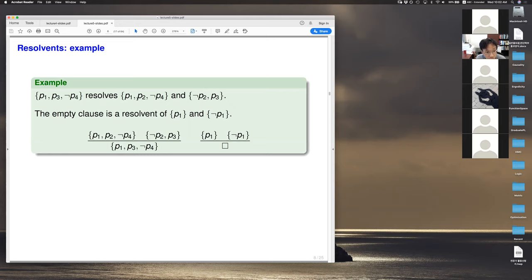So if you cancel P2 on both sides, P2 and the negation of P2 disappear, and if you take the union, it's going to be P1, P3, and negation of P4. So that's what we obtained here.